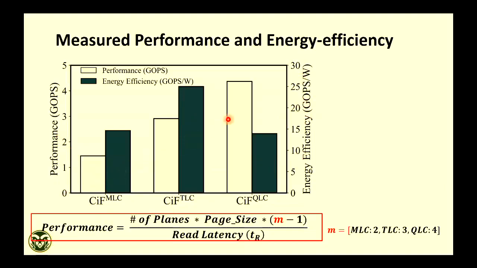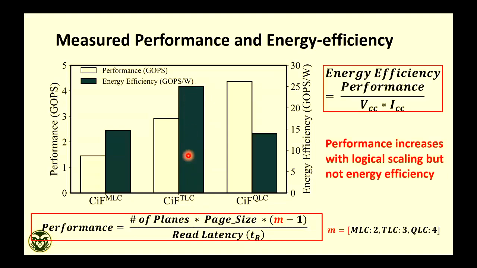So as you can see, performance will increase because you are doing multiple operations together as you go for QLC or maybe PLC in future. But at the same time, your energy efficiency will fall down. So it looks like TLC gives you a better compromise, a better trade-off. So that's the stuff we did.